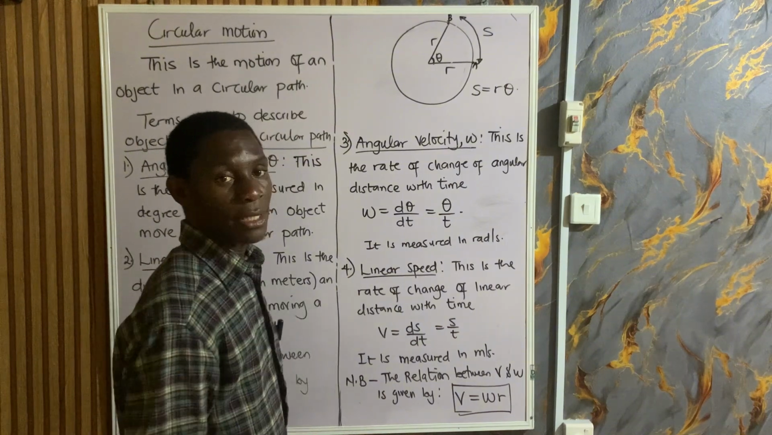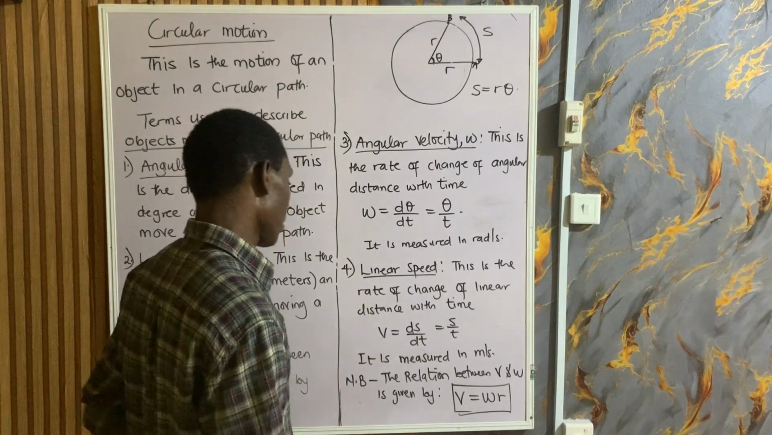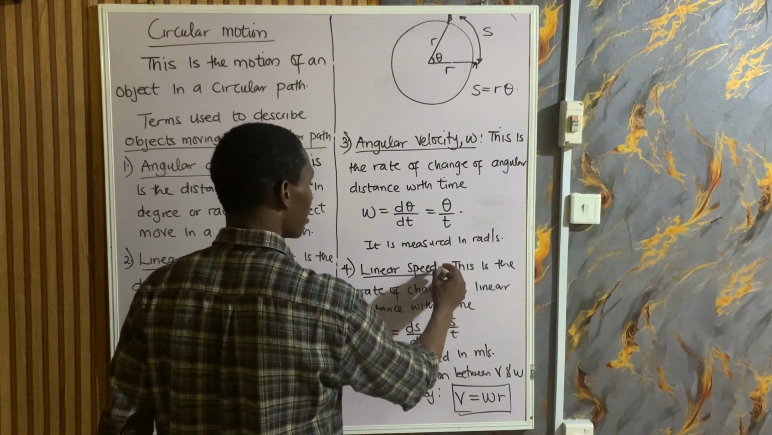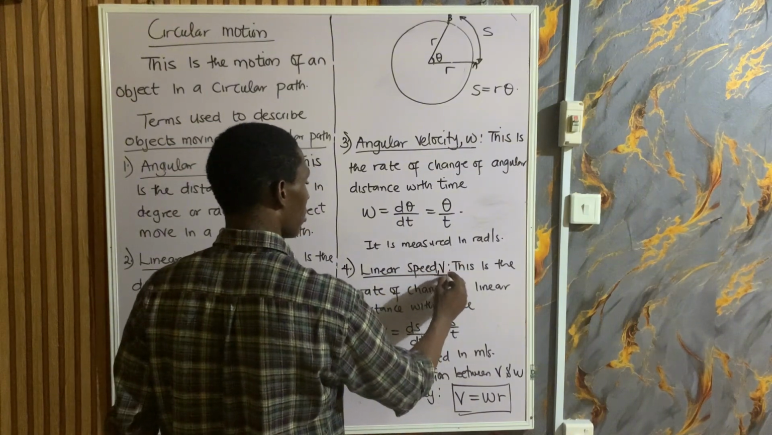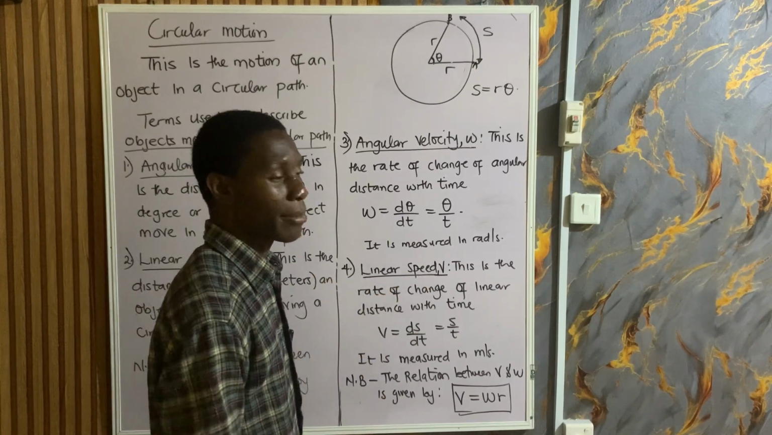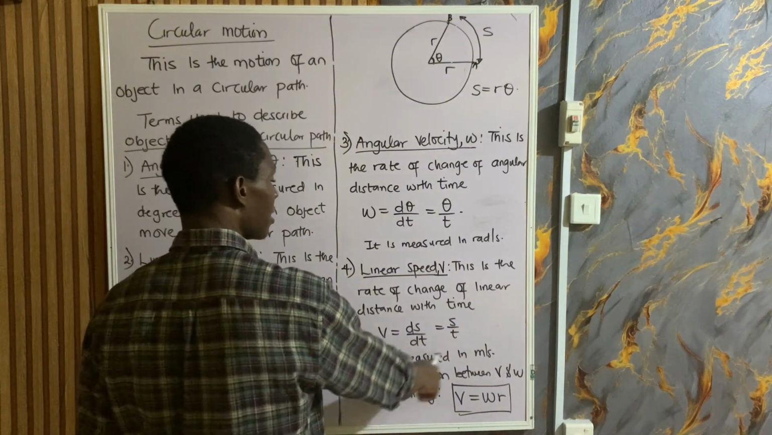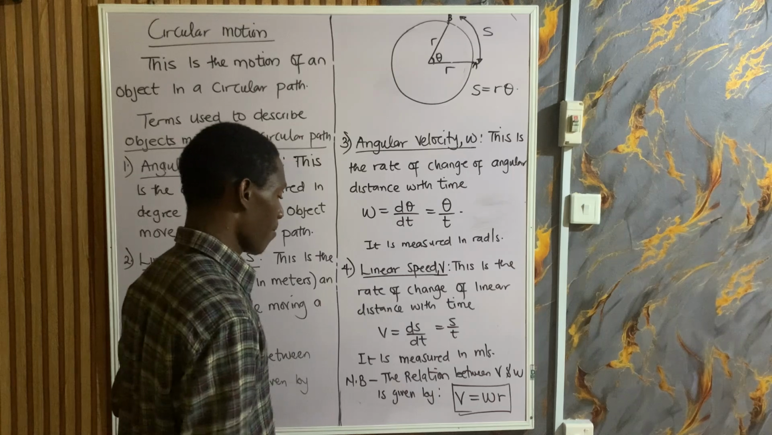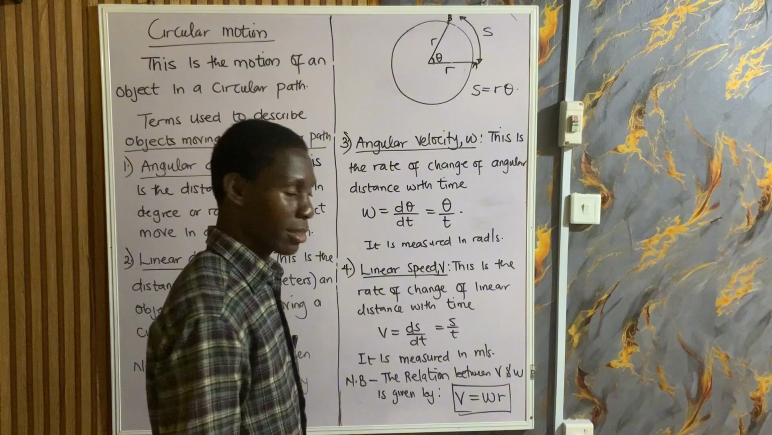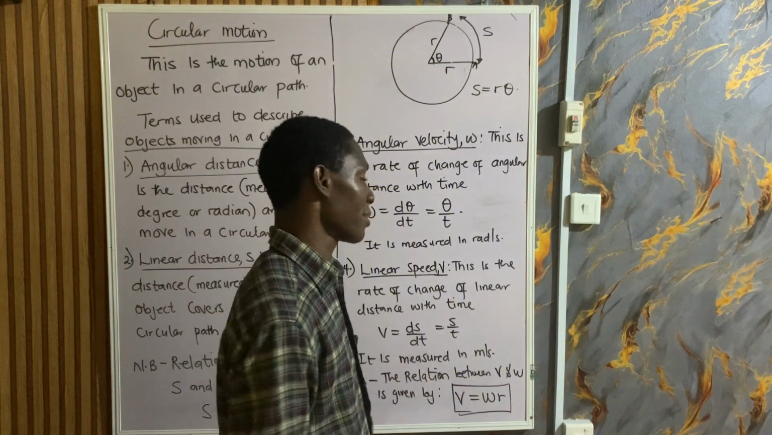Next one is linear speed. This is the rate of change of linear distance with time. Linear speed is represented with V. So V is change in distance over change in time, or distance over time. It is measured in meters per second. That's for linear speed. A relationship exists between linear speed and angular speed, or angular velocity. That relationship is given as linear speed is equal to angular speed times radius, V equals omega R.